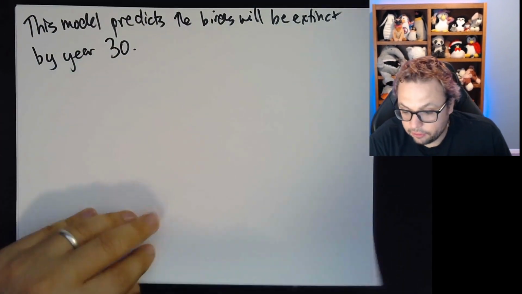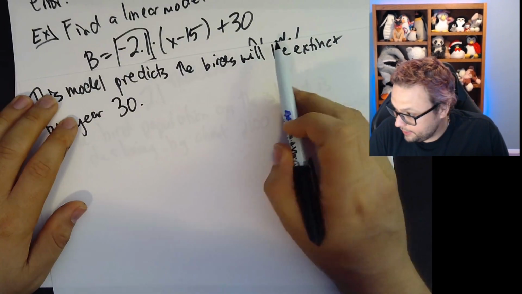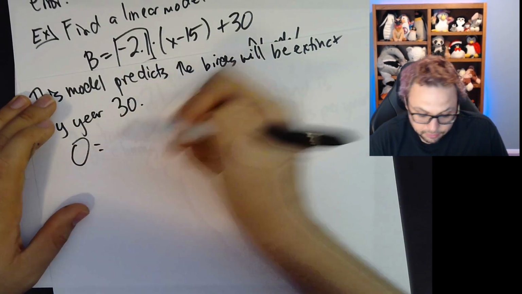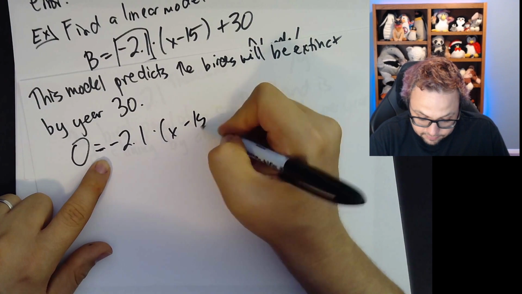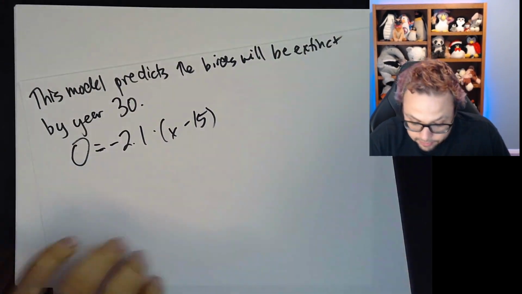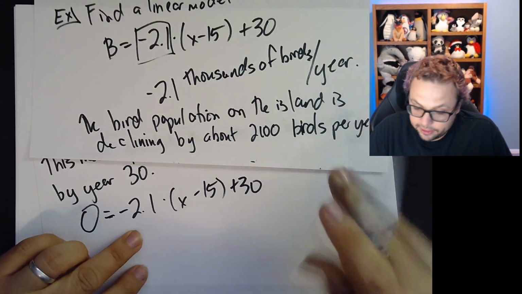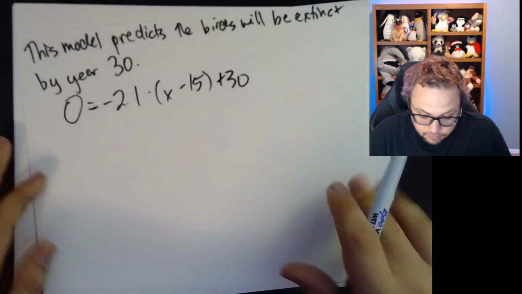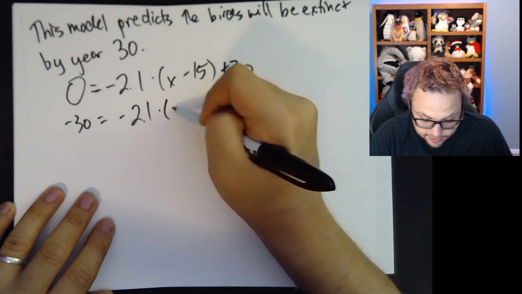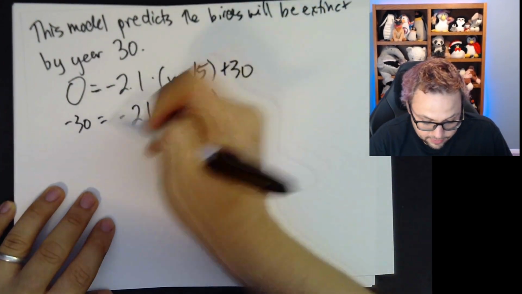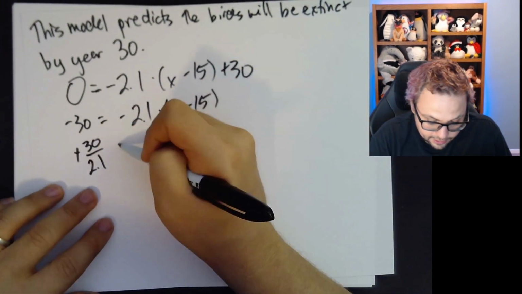Again, if you wanted to solve for that algebraically instead of graphically, all you'd have to do is take the model that we have here and set the number of birds equal to 0. That is the point where there are no more birds. So 0 equals minus 2.1 times (x minus 15) plus 30. And then you can just solve this equation like any other linear equation. So you say minus 30 equals minus 2.1 times (x minus 15). And so then you have minus 30 divided by minus 2.1, which I guess just makes it a plus, equals x minus 15.